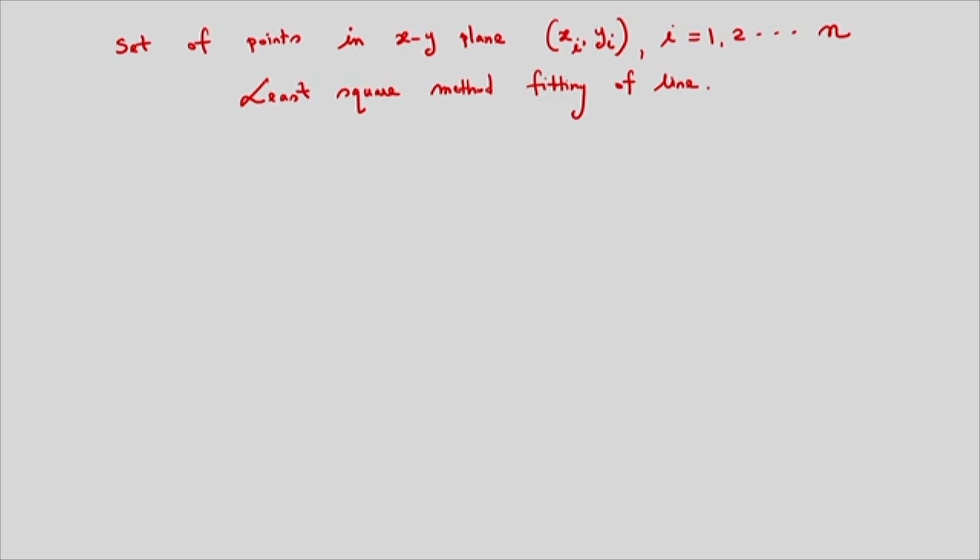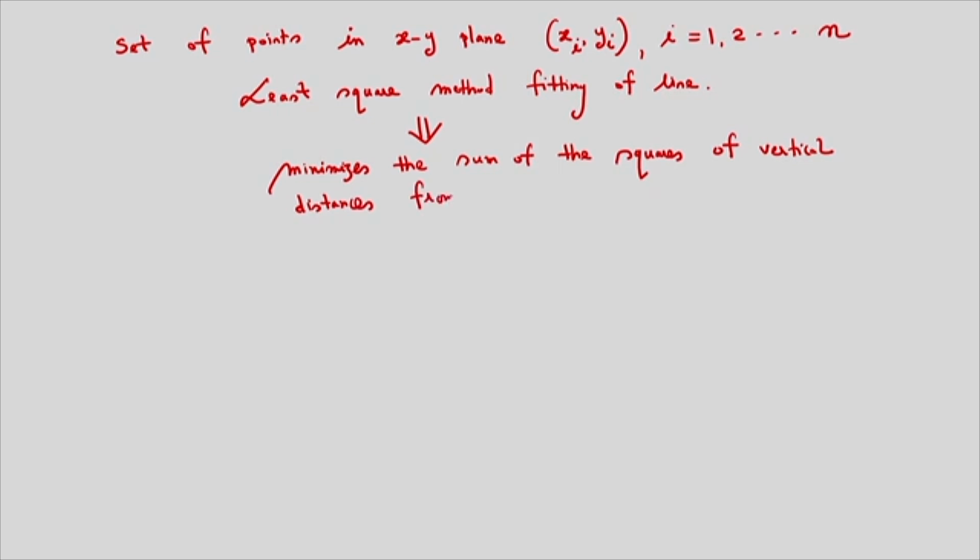So what we have to consider, we have to minimize. Actually this method minimizes the sum of the squares of vertical distances from each data point to the line.